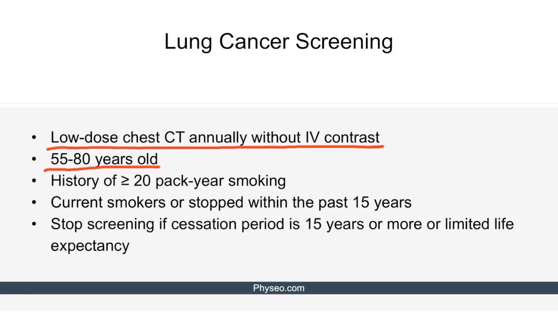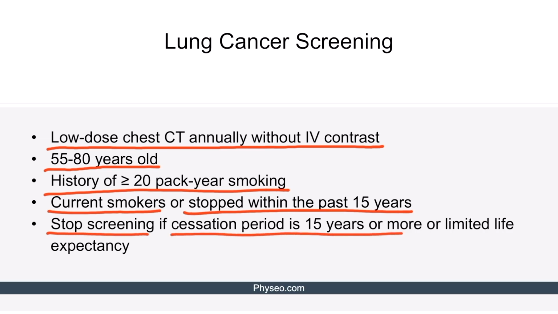Patients 55 to 80 years of age who have at least a 20-pack-year smoking history and who are current smokers or who have stopped within the past 15 years. Screening should be stopped if the patient has stopped smoking for 15 years or more, or in case of severe debilitating disease leading to a limited life expectancy.